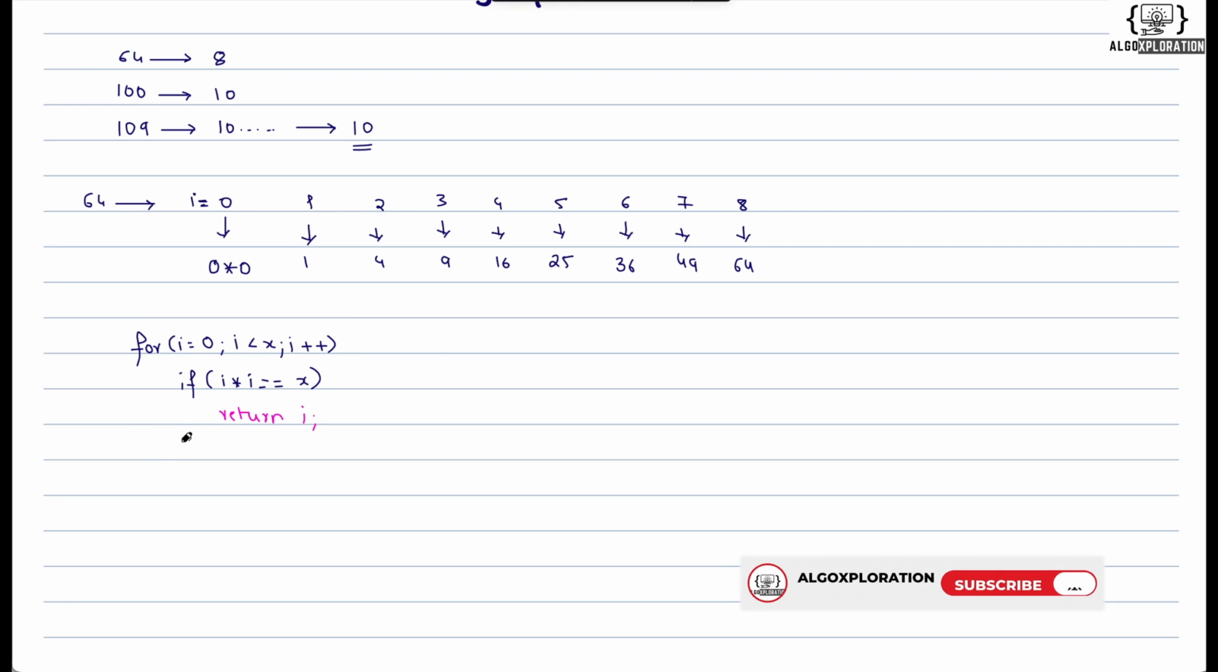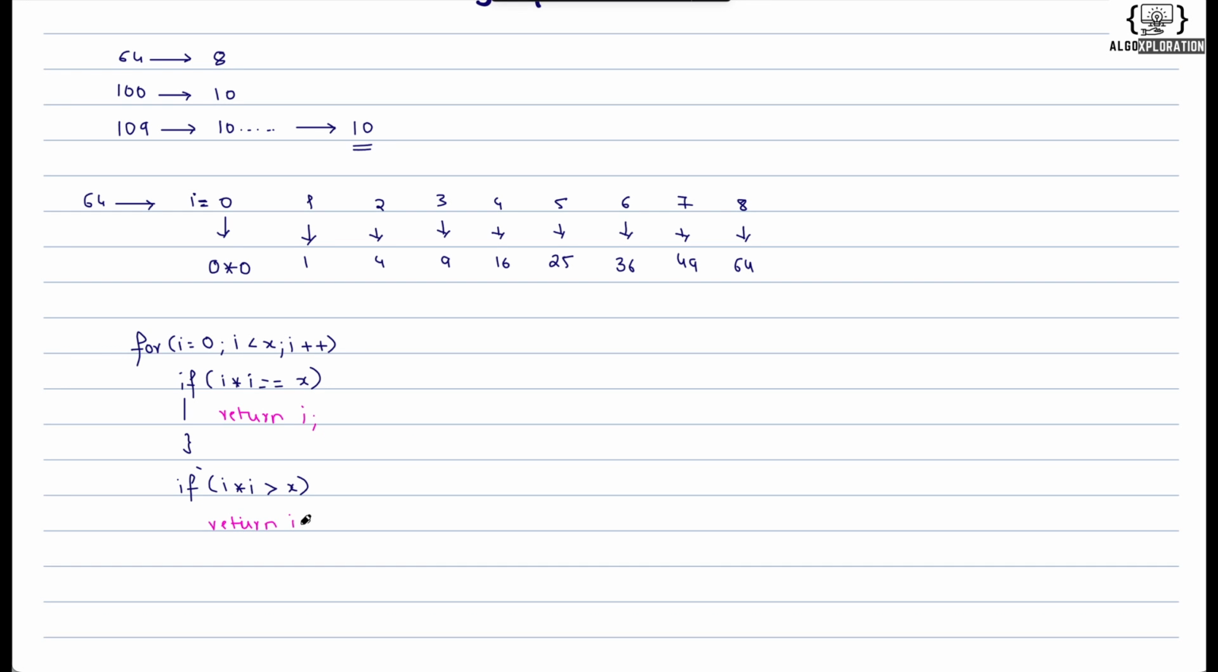But in the other case we have to go further. Since we are running from 0 to x, obviously we can't go till x, it's stupidity. So if I find that the value of i cross i is greater than x, I'll stop then and there, and I'll simply return i minus 1, because we need to find the floor value of that. That's it, we are done. So this is the brute force approach.